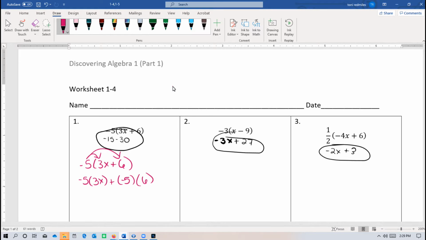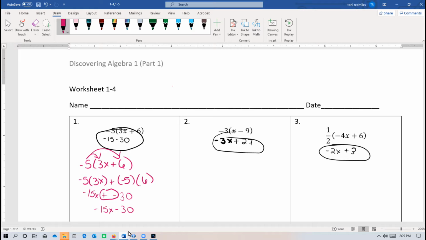Alright, so -5 times 3 is a -15. The x is just along for the ride. Bring down my positive. -5 times 6, different signs when multiplying means a negative answer. 5 times 6 is 30. And I have these two signs. Now I'll accept this as an answer, but you should clean up these signs. A negative and a positive make a negative. So this is -15 minus 30.